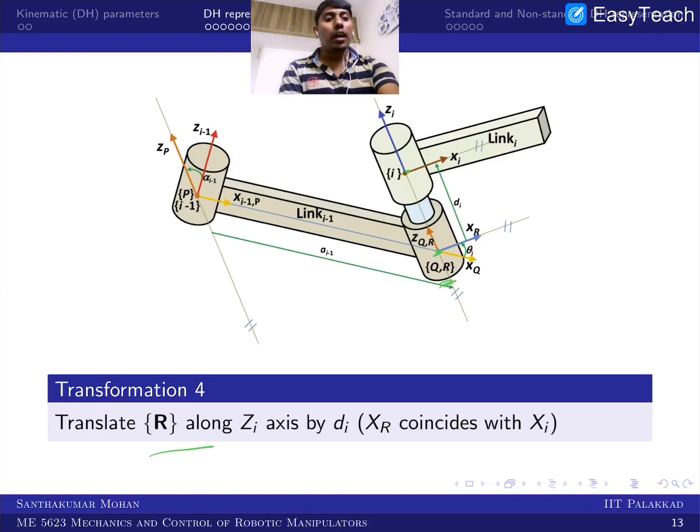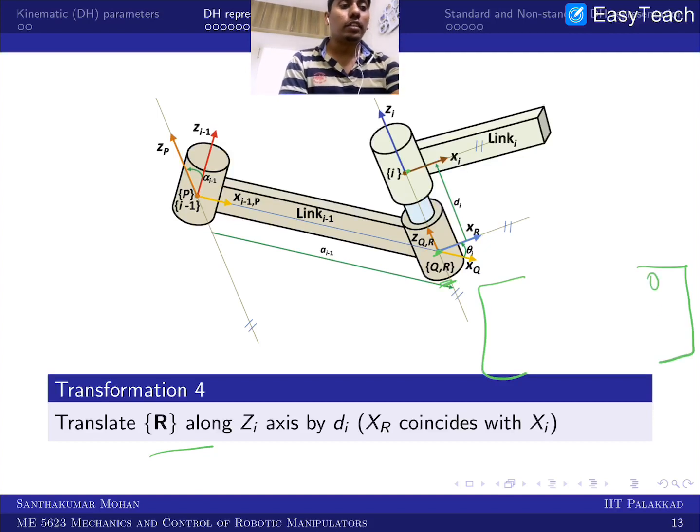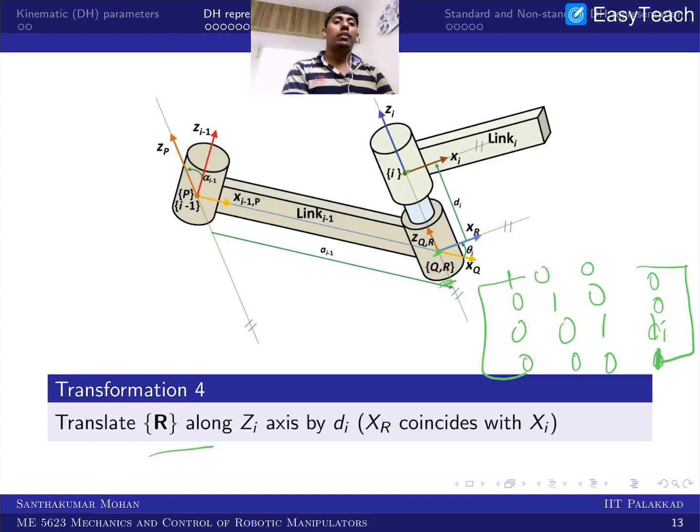So in the sense, I am taking a translation along a z axis. So this is what is happening, and this is what the transformation matrix is. So now what we have done are 4 transformations.